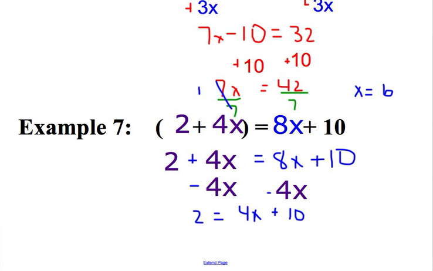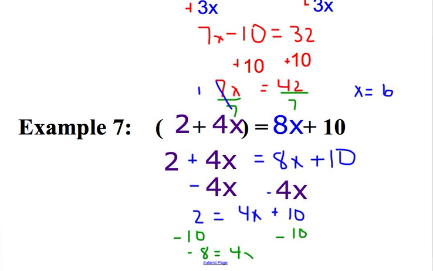And again, I want to move the 10 to the other side, and I'm just changing colors so you know that it's a different step. If I do it to one side, opposite of adding 10 would be subtracting 10. I must do it to the other. And 2 minus 10 is negative 8 equals 4x. And what's happening between that 4 and the x?